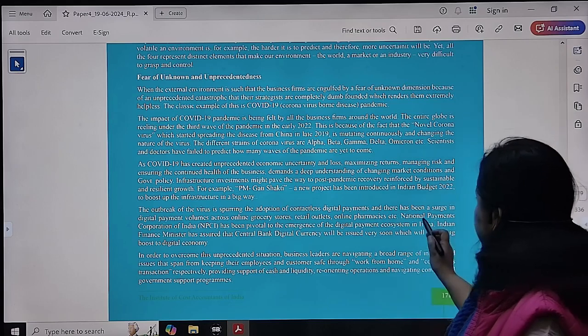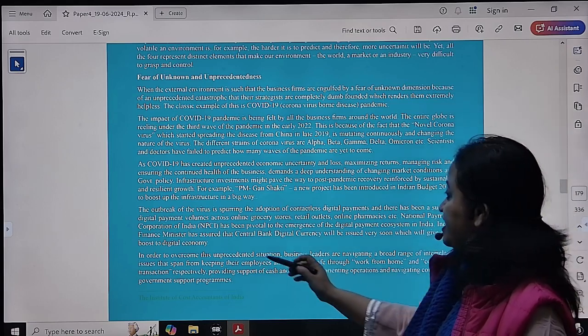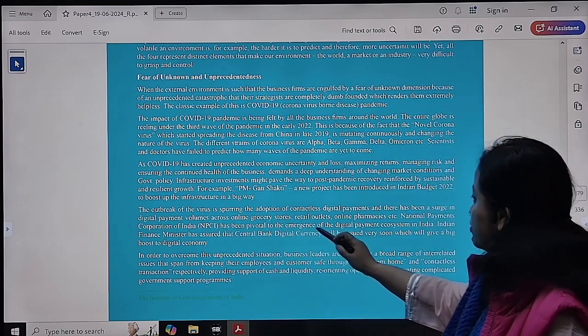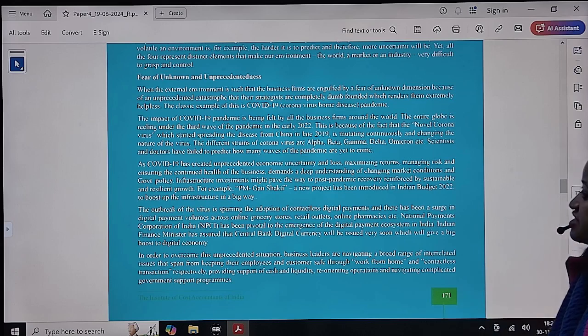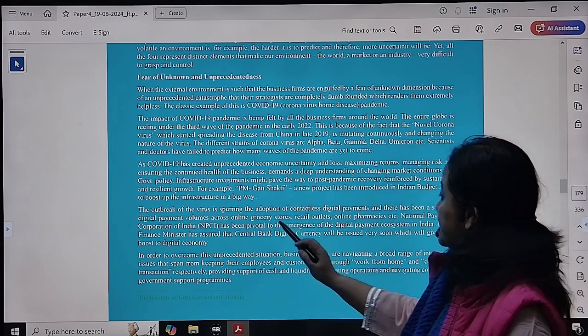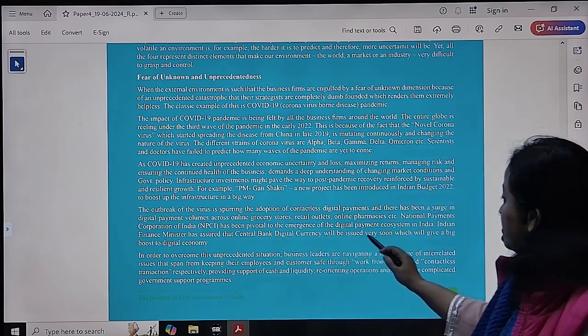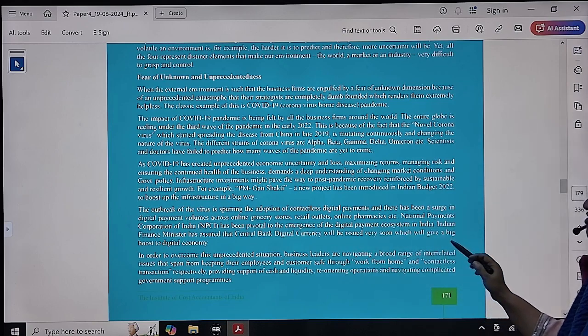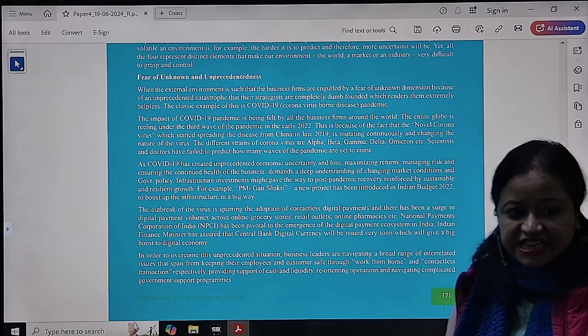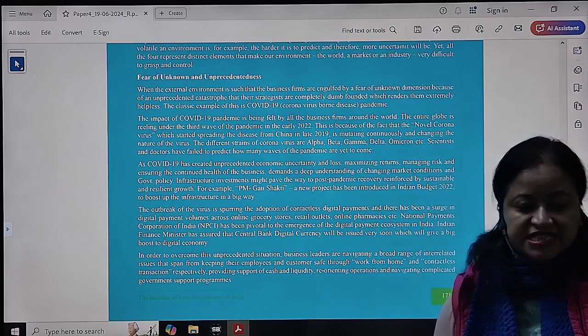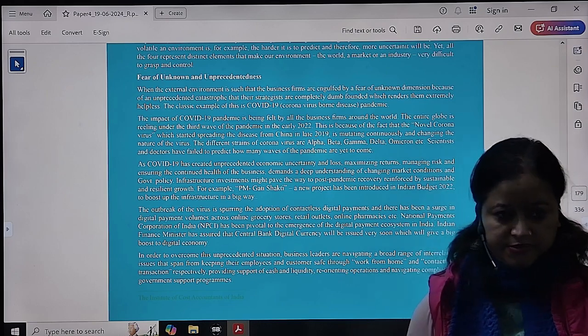Okay, the National Payments Corporation of India, NPCI, has been pivotal to the emergence of the digital payment ecosystem in India. Indian Finance Minister has assured that central bank digital currency will be issued very soon, which will give a big boost to digital economy. So nowadays our economy is now digital economy only, right?